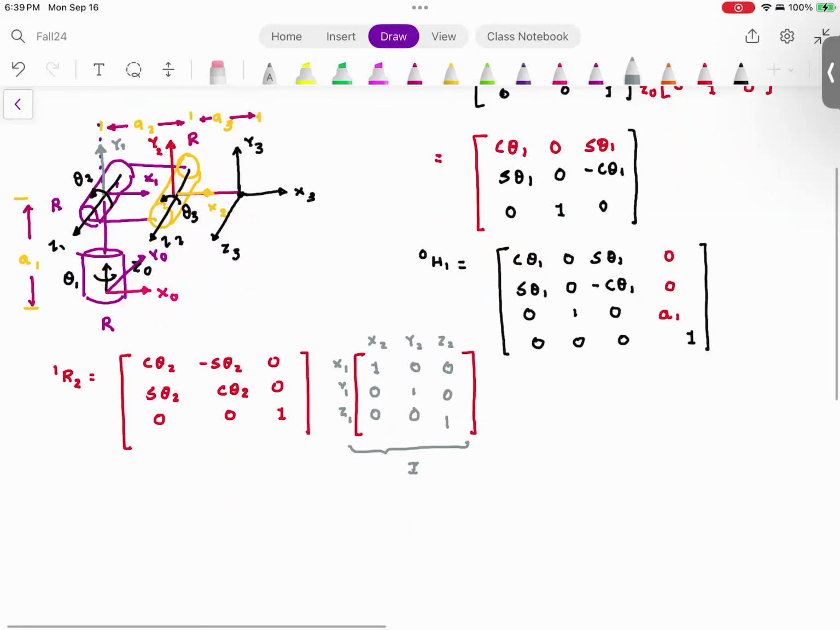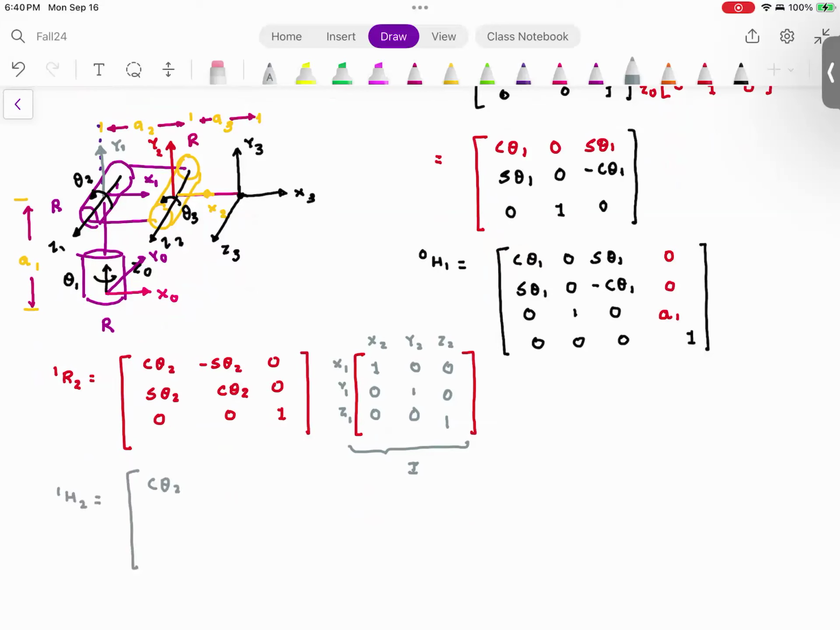So I'm gonna write the homogeneous transformation 1H2 as cosine theta 2, minus sine theta 2, 0, sine theta 2, cosine theta 2, 0, 0, 0, 1, 0, 0, 0, and I have 1 over here.